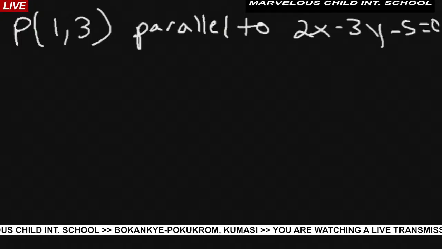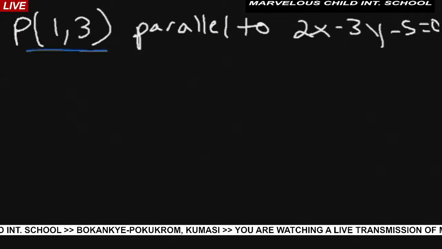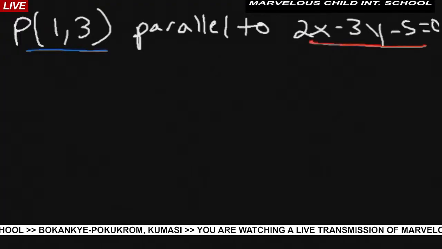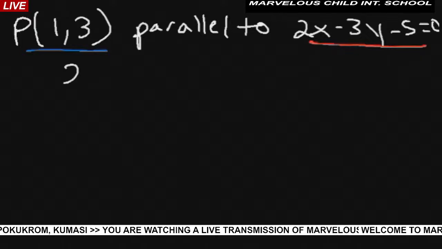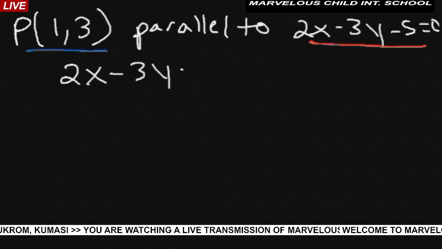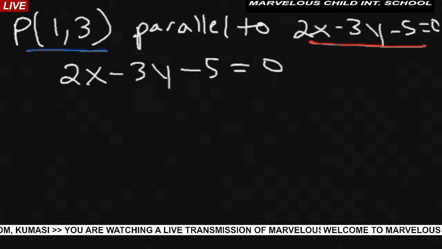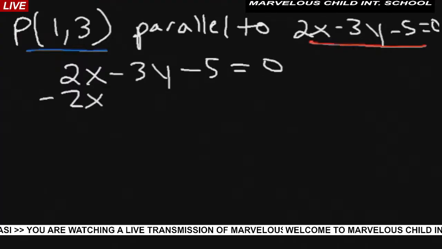Keep in mind, to write the equation of any line, you need the point, which we already have, and the slope. So we can find the slope using this equation. Since it's parallel, the slopes will be the same. So let's put that equation in slope-intercept form, and the number in front of x in that form will be the slope. So let's solve for y. Starting with this equation, let's subtract both sides by 2x, and let's add 5 at the same time.